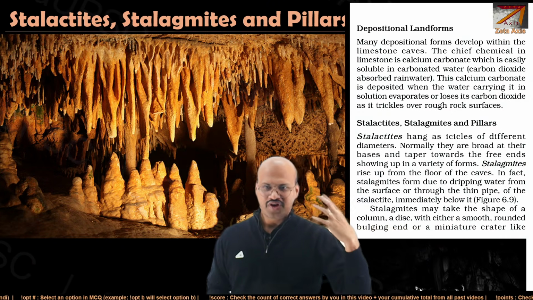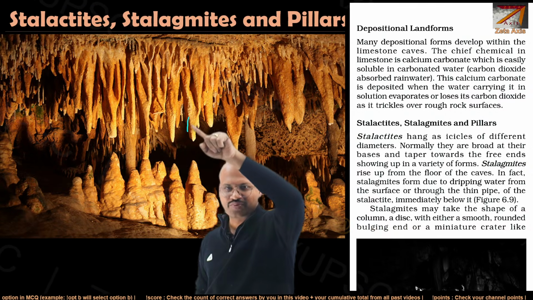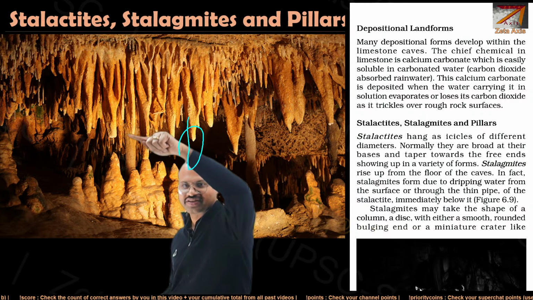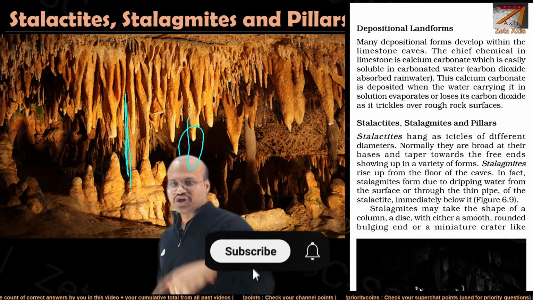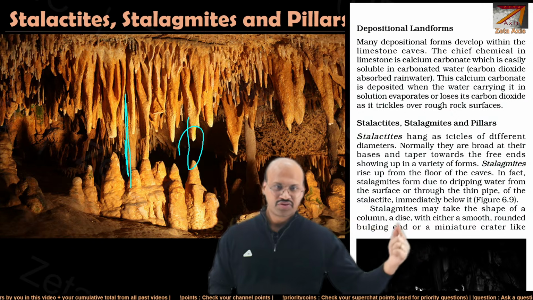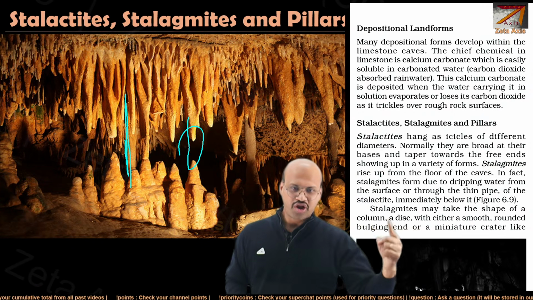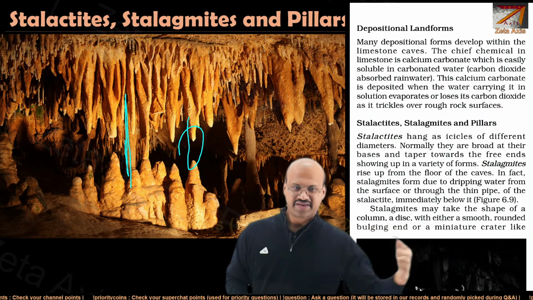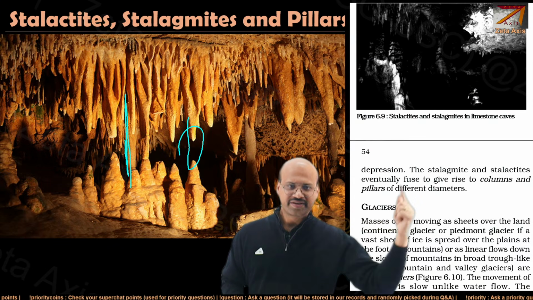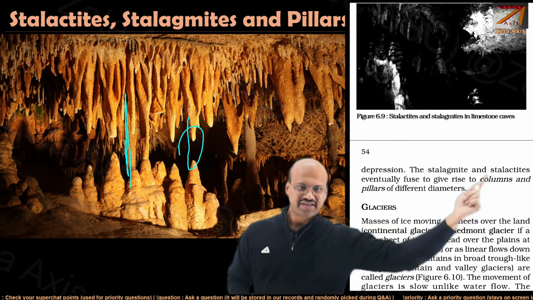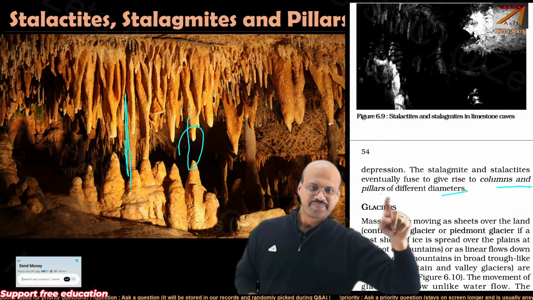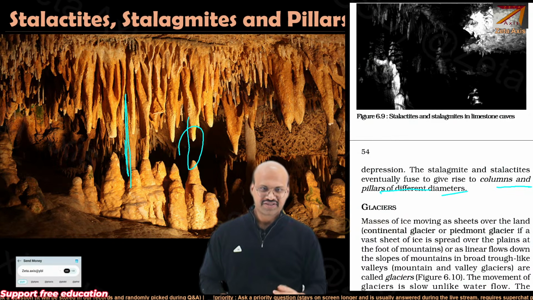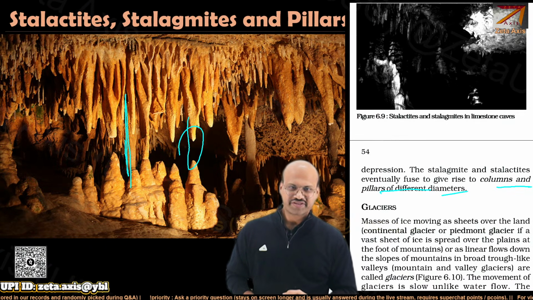Then over a prolonged time, because of this type of deposition, they both would eventually combine together. Here you can see one such example, where it has formed one continuous structure. Stalagmites may take the shape of a column, a disc with either a smooth rounded bulging end or a miniature crater-like depression. The stalagmites and stalactites eventually fuse to give rise to columns and pillars. So you can see that these both combine together to give rise to columns and pillars of different diameters. Here we can see formation of these pillars.